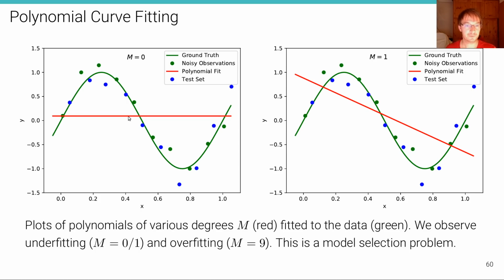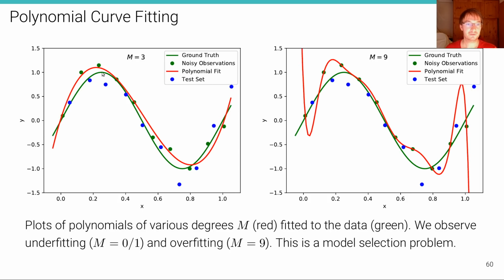So here on the left, what we can see is a fit of a polynomial of degree 0, which is simply a constant. You can see that it is not a very good fit to this model. We call this an underfit. It fits neither the training set, the observations here, nor the test set. On the right, we see a polynomial of degree 1, which is a linear model. It's a line. Again, this is an underfit. It fits neither the training set nor the test set well.